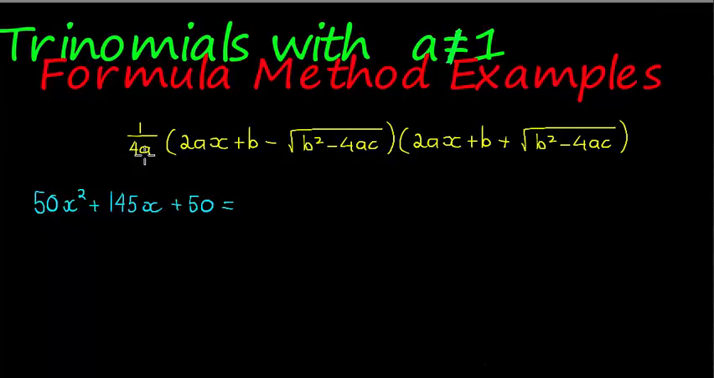So it's 1 over 4 times a. A this time is 50, so it's going to be a massive number, 1 over 200, but not nearly as big as what we're going to get inside here. 2 times a is therefore 100x plus b is 145. Okay, and now we have this square root of b squared minus 4ac.